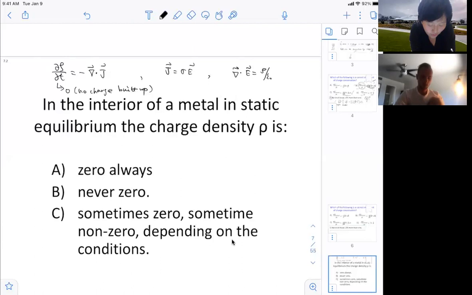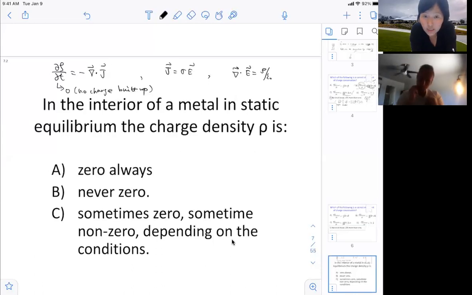Okay, so we all agree that it could be 0. The argument is whether it's always or sometimes 0. It's asking about a metal in static equilibrium. Okay, so if it's static equilibrium, there are two conditions, right? The one that you may always think of when we say static equilibrium, you think about electrostatics, like nothing is moving. That's static equilibrium.